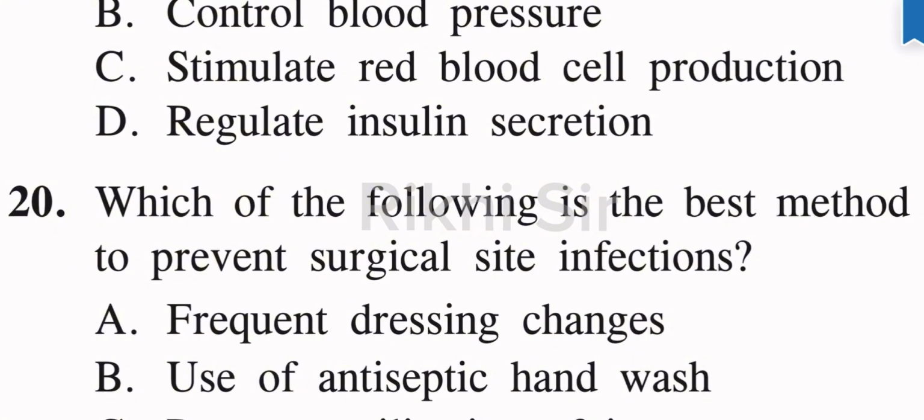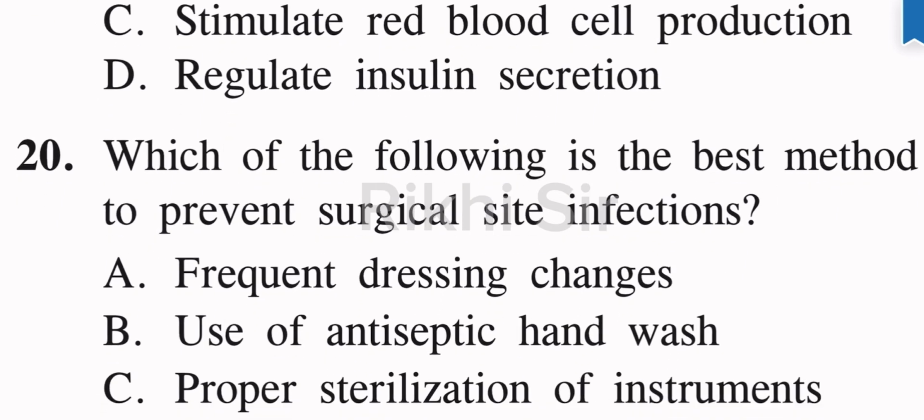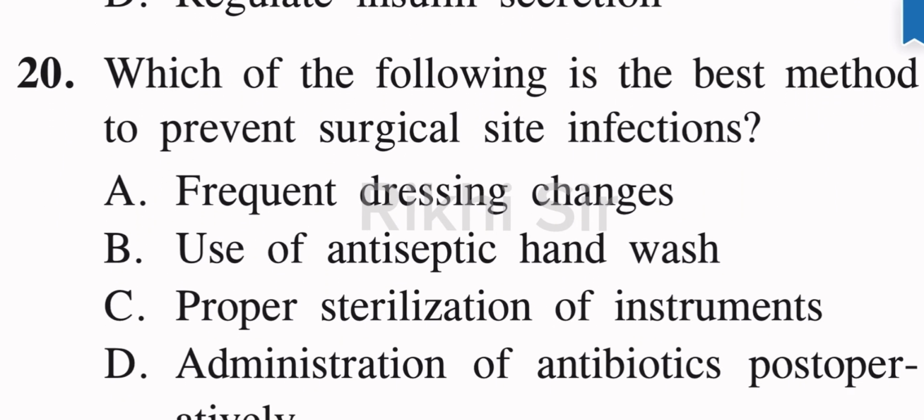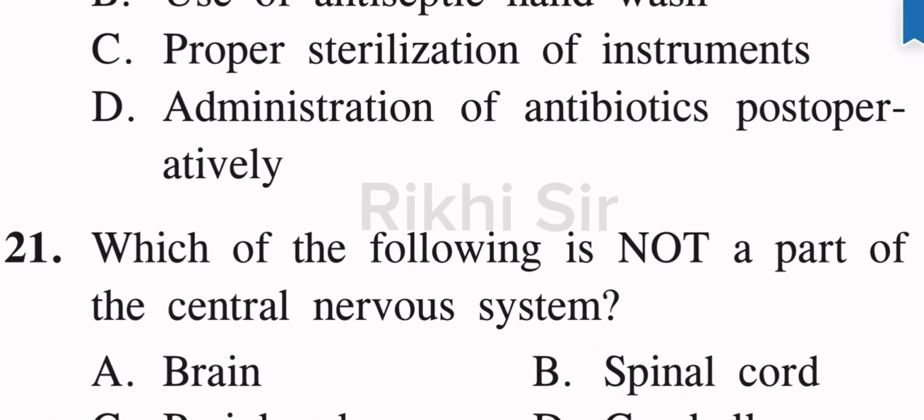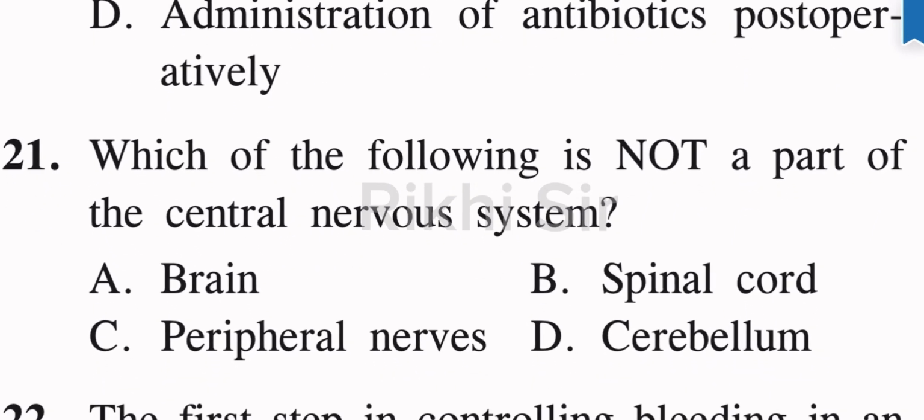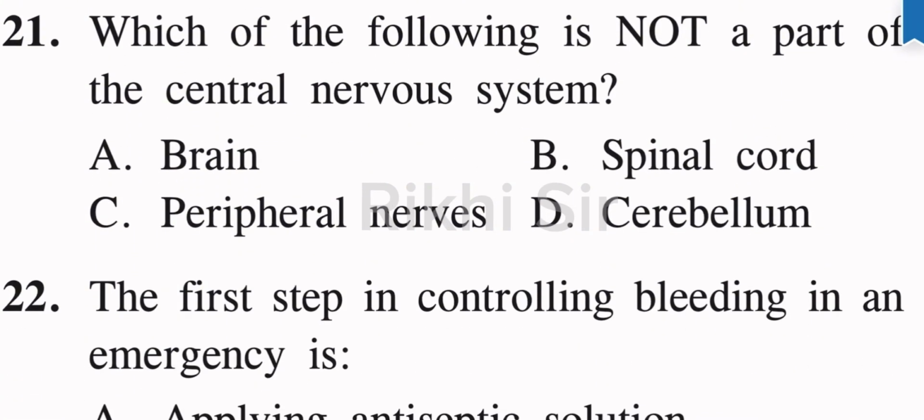Which of the following is the best method to prevent surgical site infections? Frequent dressing change, use of antiseptic hand wash, proper sterilization of instruments, administration of antibiotics post-operatively. So next question: which of the following is not a part of the central nervous system? Brain, spinal cord, peripheral nerves, cerebellum.